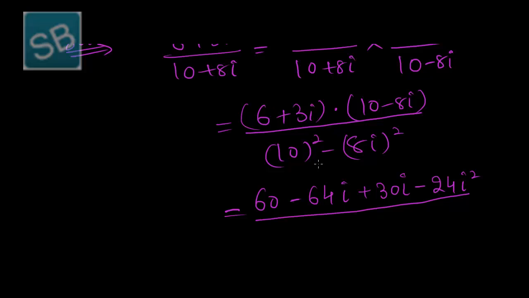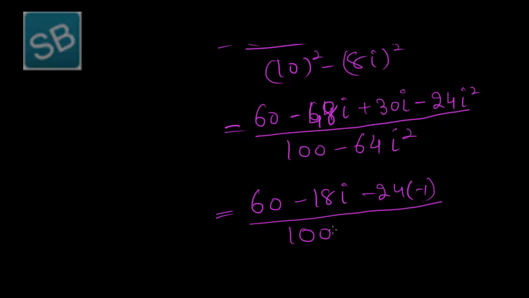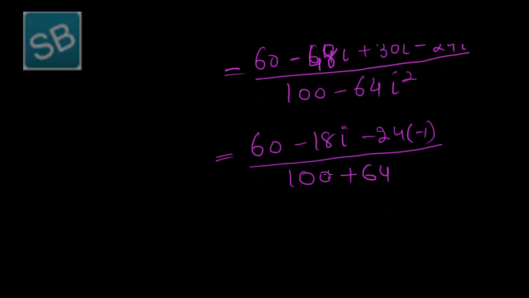That is, 6 into 8 is 48 iota, not 64. Sorry. And 10 square is 100 minus 8 square is 64 iota square. Iota into iota is iota square. So here 60 minus 48 iota plus 30 iota is minus 18 iota, and iota square becomes minus 1. And again in the denominator 100 plus 64, since iota square becomes minus 1, then minus 1 into minus 1 is plus 1. So here we get 60 plus 24, that is 84, minus 18 iota over 164.